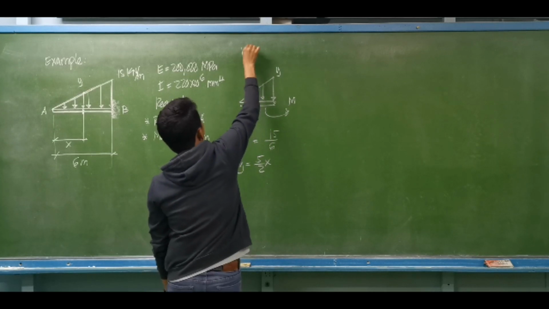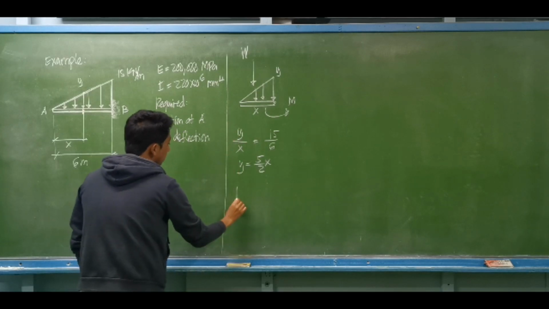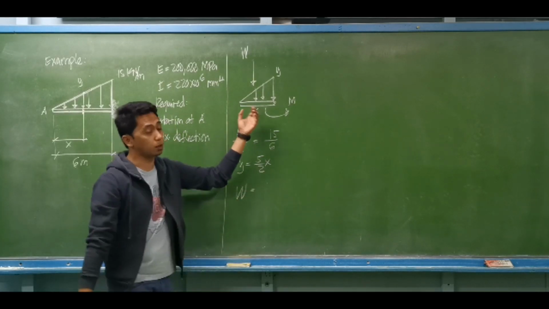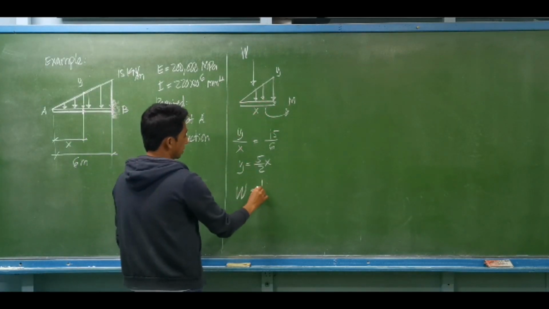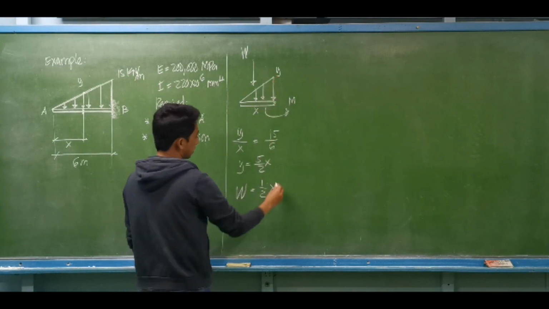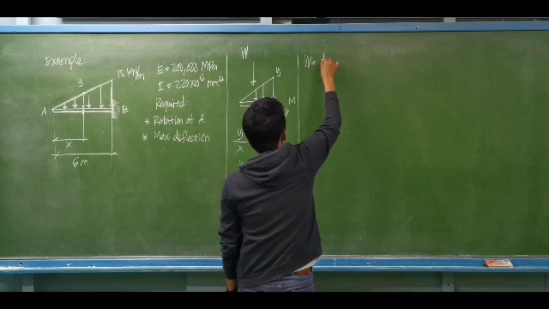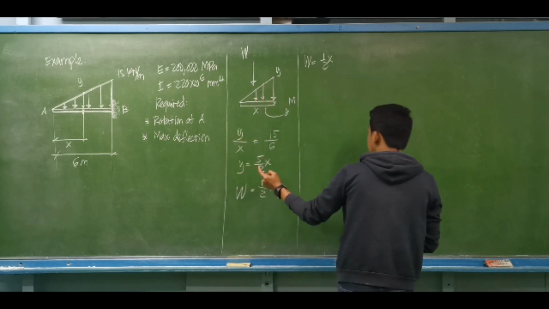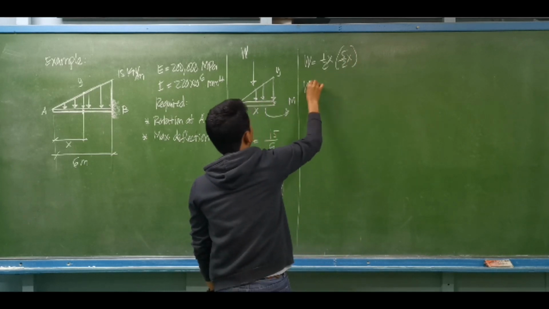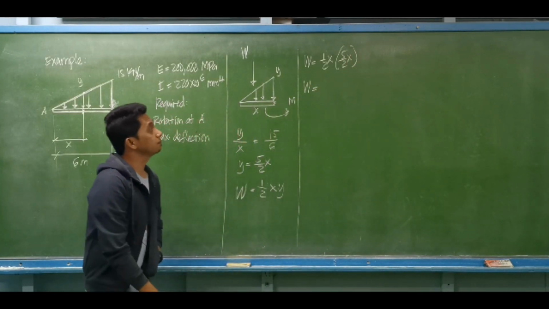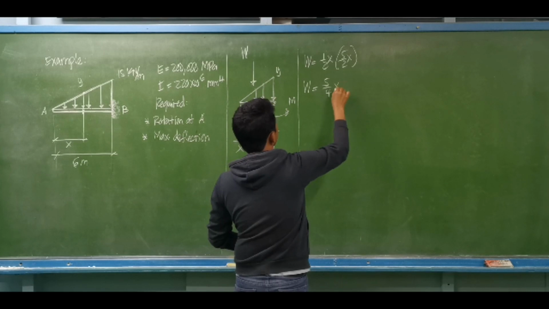Let us determine the equivalent weight over this distance x. Take note, if you compute the equivalent weight of a varying load, that is basically equal to its area. The area of a triangle is 1/2 of the base times the height, which is y. So the equivalent weight is 1/2 of x, and the value of y is 5 over 2 of x. So 1/2 of x times 5 over 2 of x gives us 5 over 4 x squared.